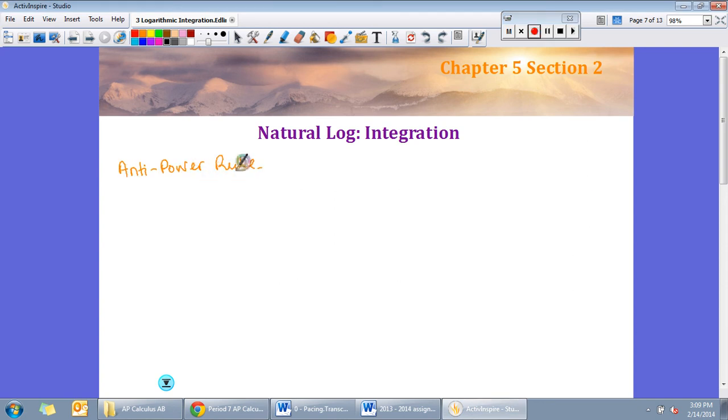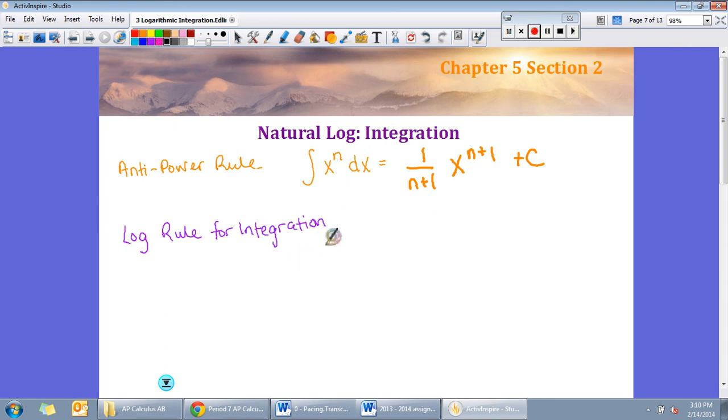Okay, so to review briefly, we've already learned how to integrate with the anti-power rule. And of course we add 1 to our exponent, we multiply by the reciprocal of that new exponent, and we have plus c. The antiderivative of integration is exactly what you would think of if you take the derivative and you go backwards. So if we take the derivative of natural log, which is 1 over x, then the integral of 1 over x dx is the natural log of the absolute value of x.